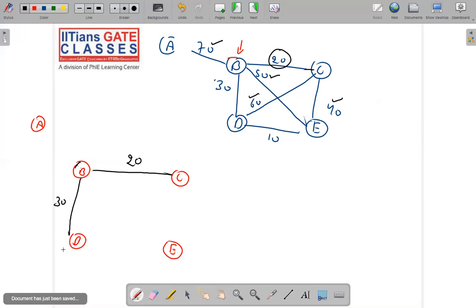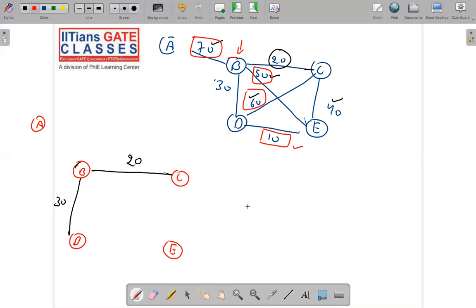Now, D is also in the queue. So we have explored three nodes, B, C, and D. Out of all the edges attached to B, C, and D, which one is the minimum one? Let's mark those edges: this one, this one, and this one. We are considering these edges because these are attached to D, C, and B.